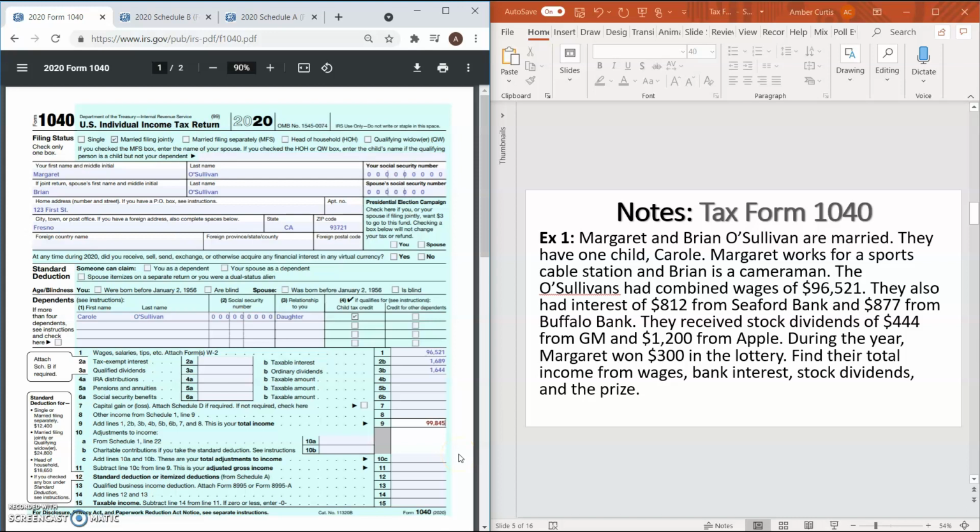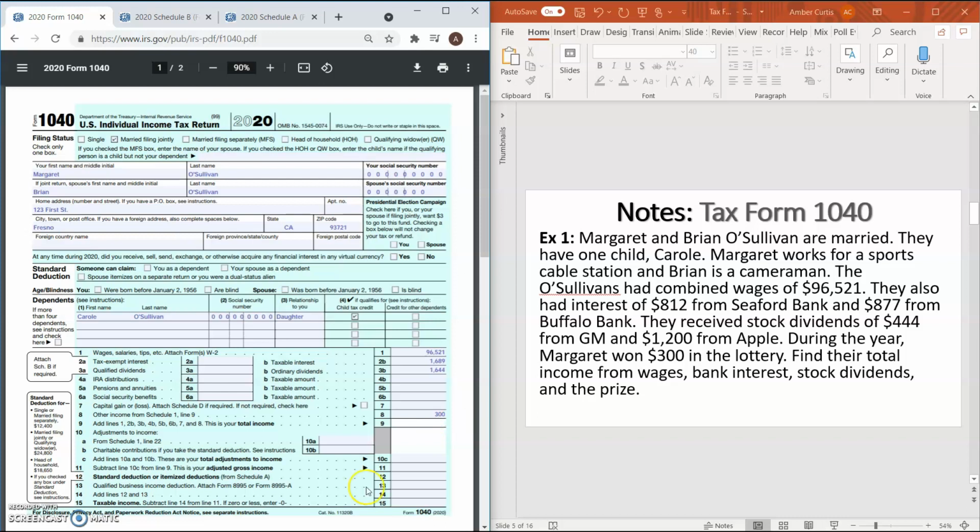$99,854 will go on line 9. And actually, I just realized we missed one thing. During that year, Margaret actually won $300 in a lottery, so we are going to have to report that as other income. If you look on line 8, we see other income. So we are going to put that $300 here. We need to make sure we add that $300 on.